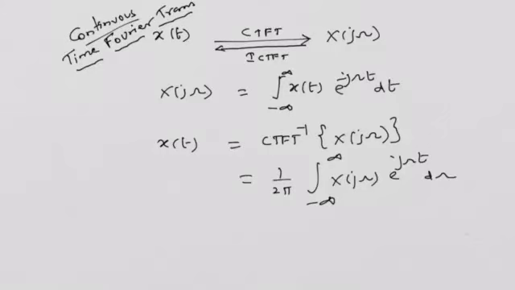Hi, let us see how to determine the inverse Fourier transform of the given spectra using partial fraction techniques. Before getting into the problems, let us revise. x(t) gives X(jω) upon application of CTFT on x(t). Same thing, from X(jω) it is possible to obtain x(t) using the inverse Fourier transform. The formula for the inverse Fourier transform is 1 by 2π integral from minus infinity to plus infinity of X(jω) e^(jωt) dω.